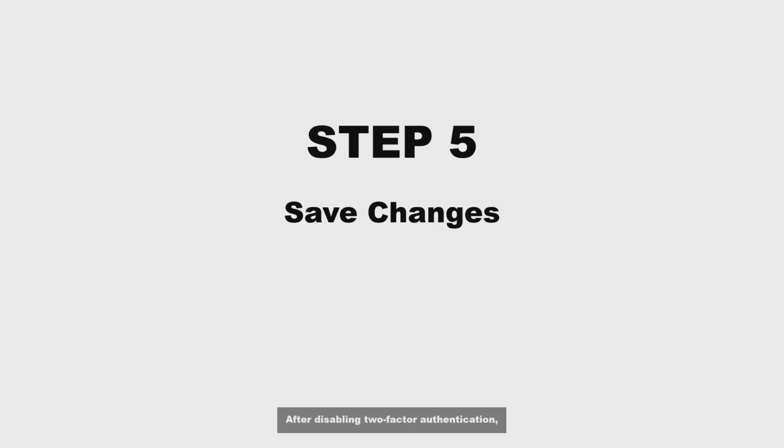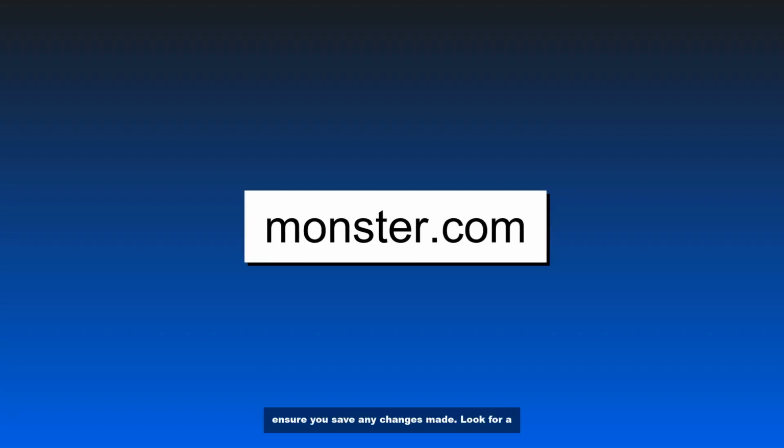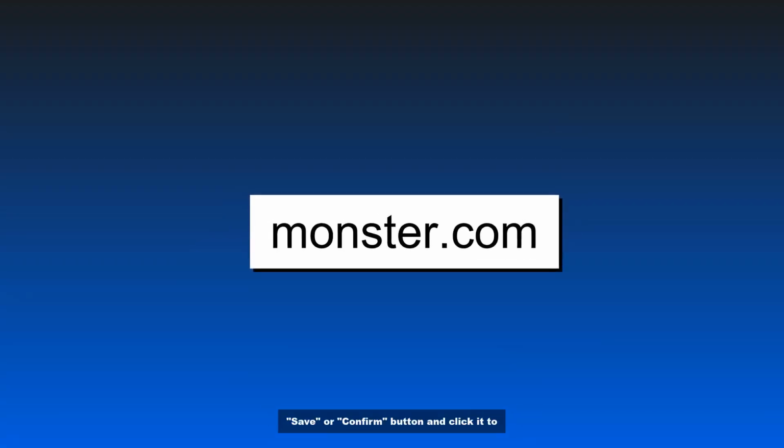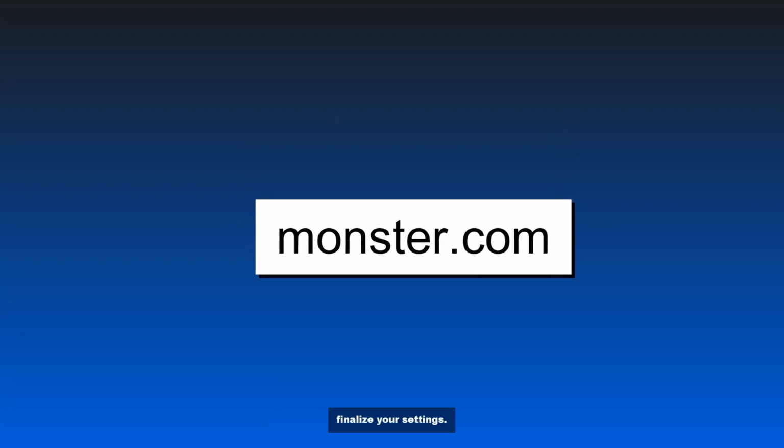Step 5. Save changes. After disabling two-factor authentication, ensure you save any changes made. Look for a Save or Confirm button and click it to finalize your settings.